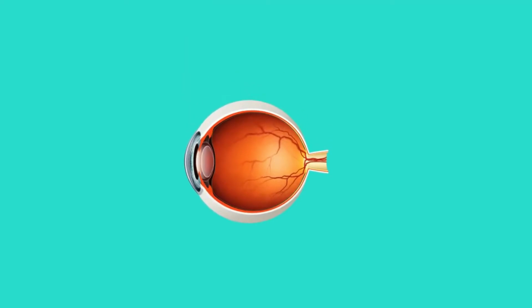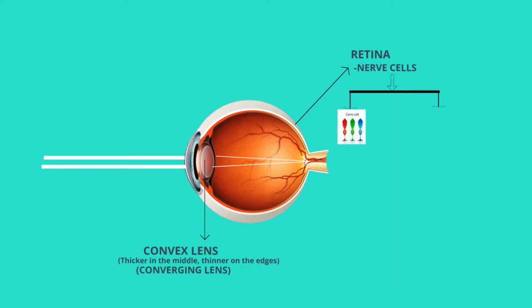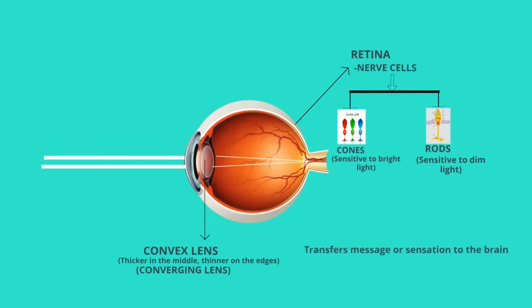In the human eye, the light is focused on the retina. The retina is at the back of the eye and makes up the inner layer of the eyeball. The retina contains lots of nerve cells that sense light. The nerve cells are of 2 types, namely cones, which are sensitive to bright light, and rods, which are sensitive to dim light. The message or sensation is then transferred to the brain along the optic nerve.